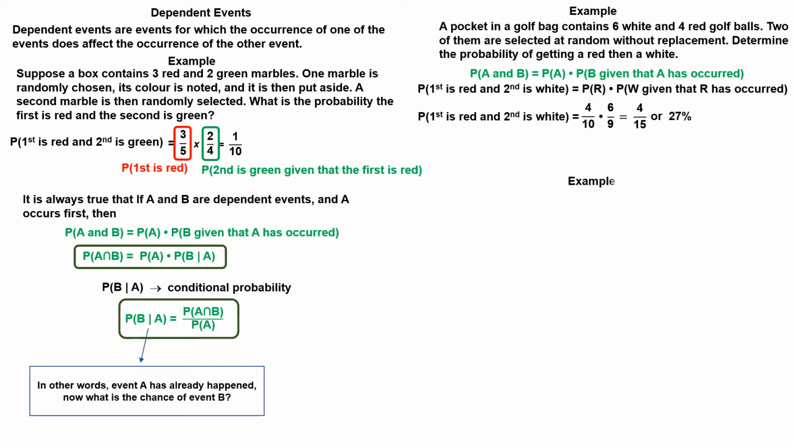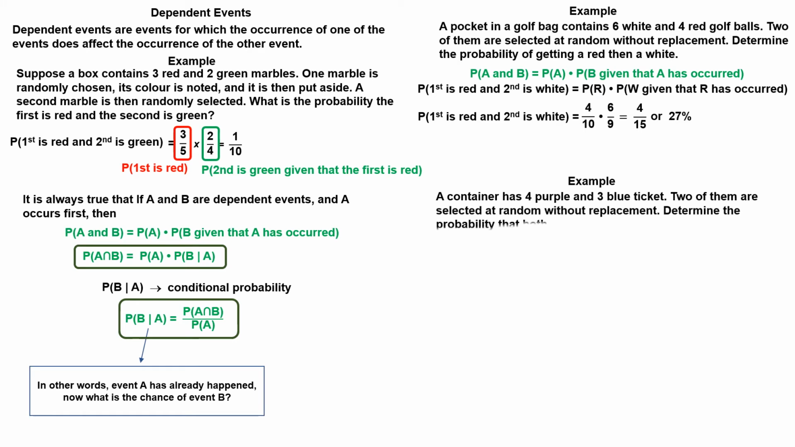Example. A container has 4 purple and 3 blue tickets. 2 of them are selected at random without replacement. Determine the probability that both are purple. Take the formula for dependent events. We want the first is purple and the second is purple.